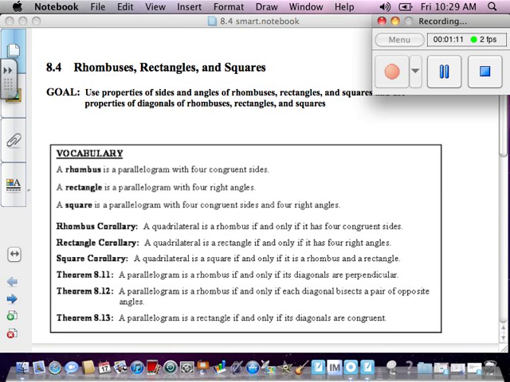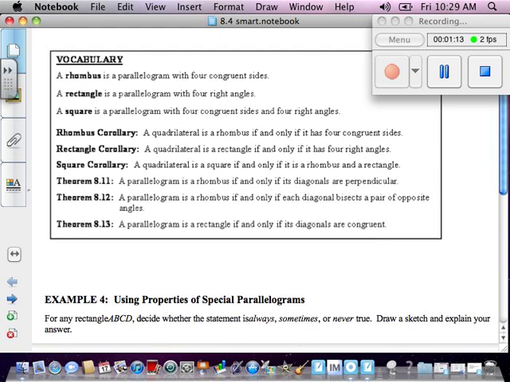So its diagonals must cross at a 90-degree angle for it to be a rhombus. A parallelogram is a rhombus if and only if each diagonal bisects a pair of opposite angles. So it cuts the angles in half. Can we draw a picture?